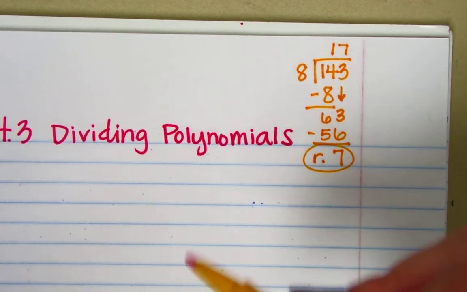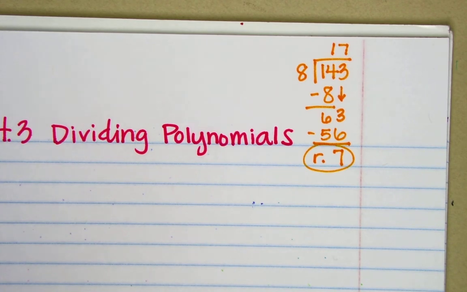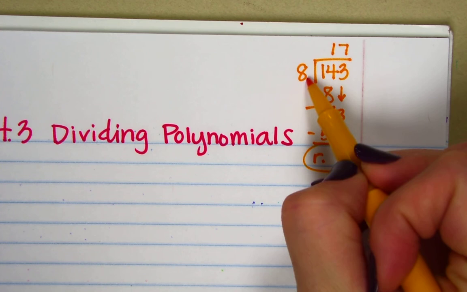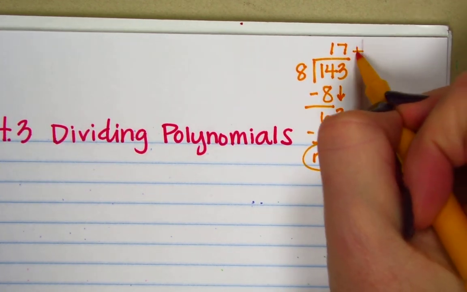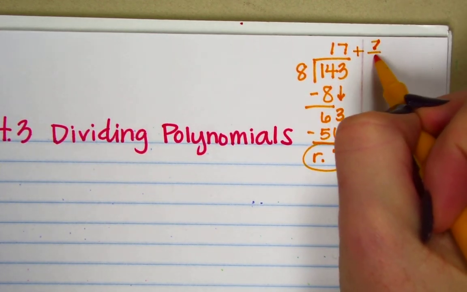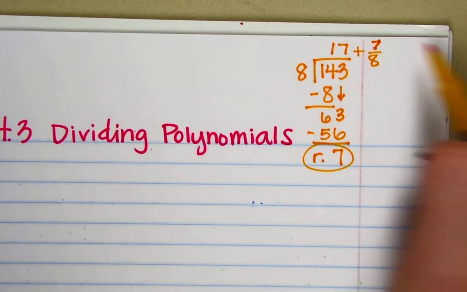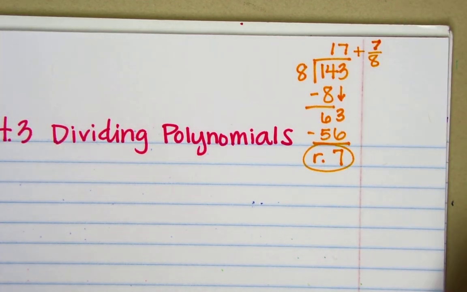With dividing polynomials, another way you can show your answer is 17 plus this number divided by the divisor. So 17 plus 7 divided by 8: the remainder divided by the divisor. I know it looks weird. It looks a little bit weird to me too, but you'll get used to it.